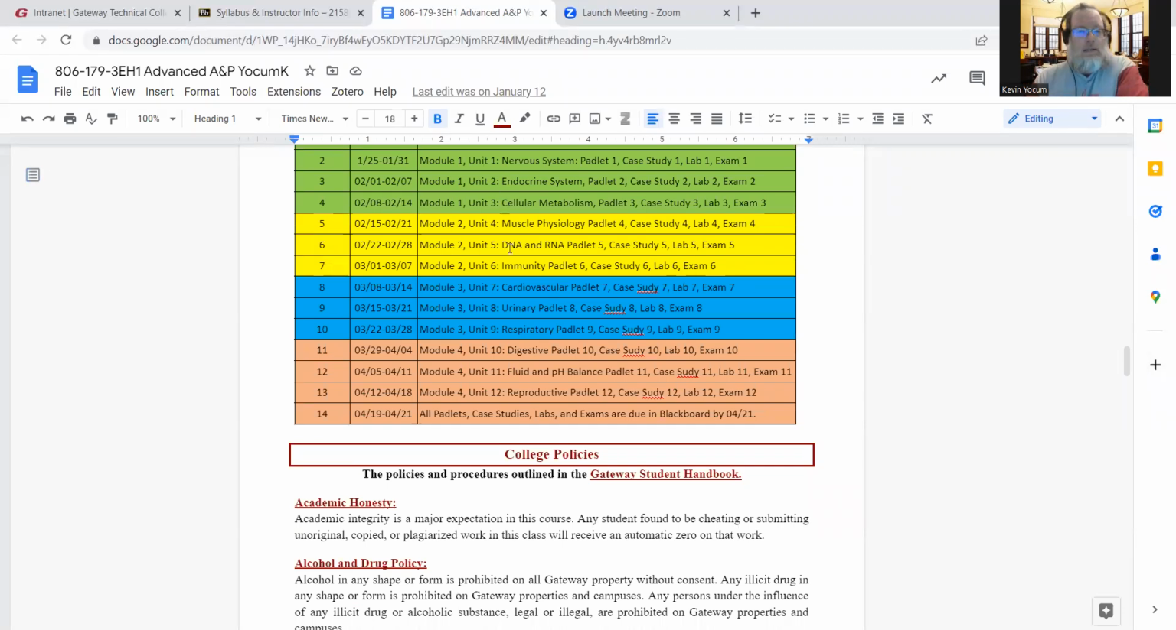I graded today, and most of the grades are up through at least unit 3 or 4, somewhere around there, which is perfect. So this week, 3-1, we would be beginning unit 6, the immunity unit.